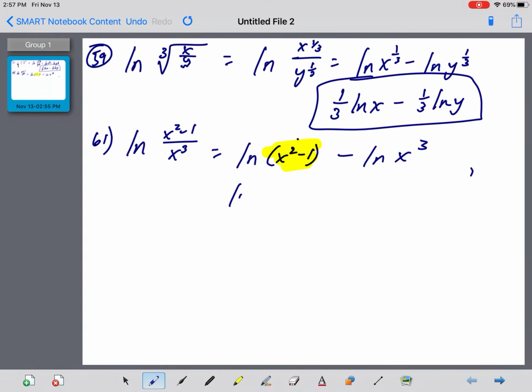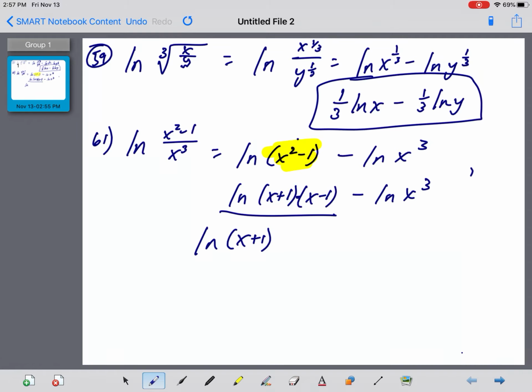you want to factor it, all right? So that's the natural log of x plus 1, times x minus 1, factored with difference of two squares, minus the natural log of x cubed. And then now that this is a product, we can separate this into two separate pieces. The natural log of x plus 1 plus the natural log of x minus 1.